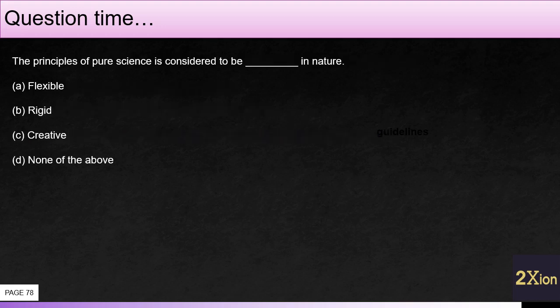The principles of pure science are considered to be dash in nature. It's an easy question. Is it flexible, rigid, creative, or none of the above? What do you think it is? The answer is rigid. The principles of pure science are not flexible, they are rigid.